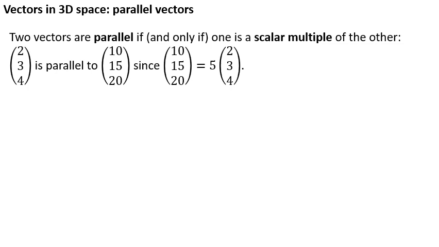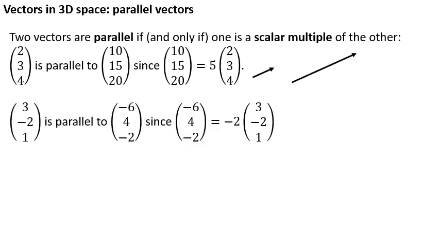We could equally well put this the other way around and say that 2, 3, 4 is 0.2 times the size of 10, 15, 20. If one vector is parallel to another, then the other is parallel to the one. This is what the vectors would look like, roughly speaking. If you've got two vectors that are parallel, one of them may well be longer or shorter than the other, but they are going in the same direction.